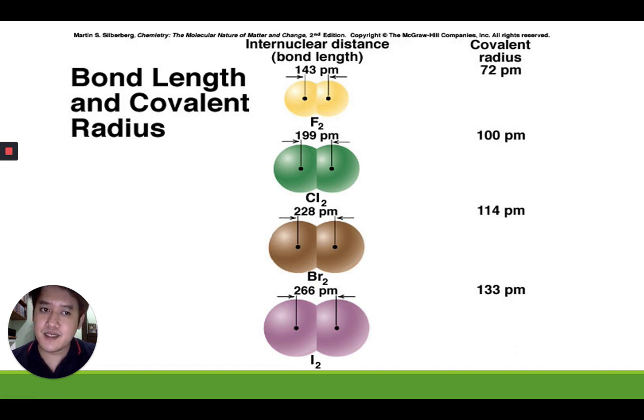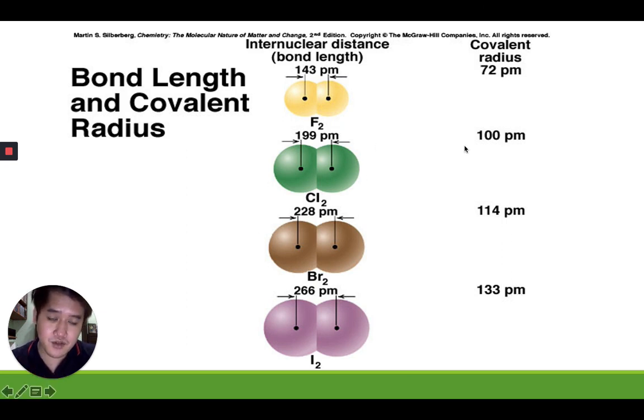What have you noticed with the values in the covalent radius and the internuclear distance? Can you pause for a moment and try to check whether you can see any insight or pattern? If you've seen that the internuclear distance or the bond length is almost twice the covalent radius, then very good. You are on the right track. The internuclear distance is usually almost twice that of the covalent radius. For example, 72 times 2 gives 144 picometers, which is very near to 143, right?